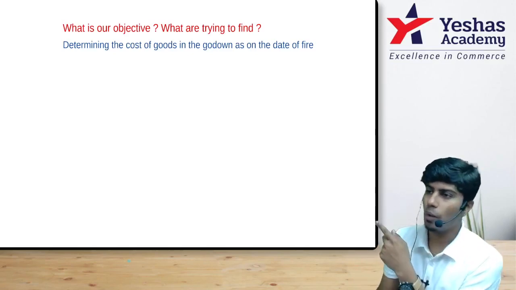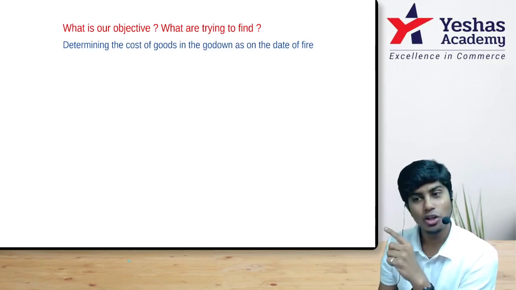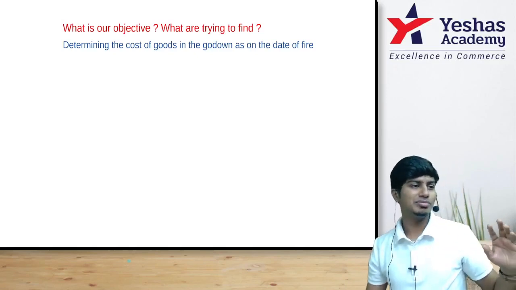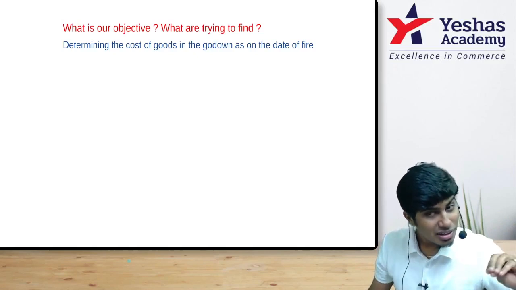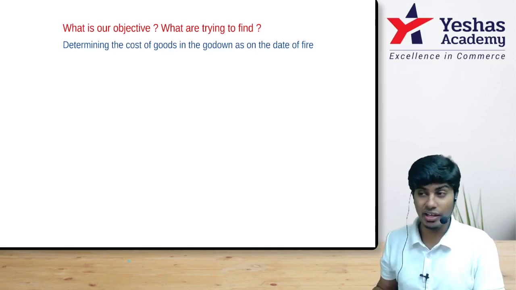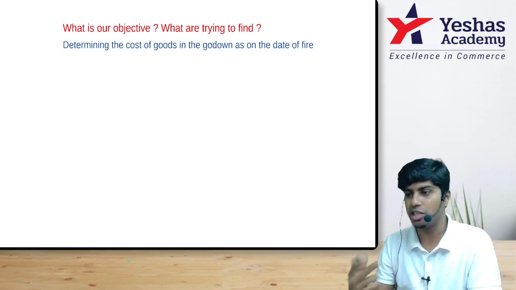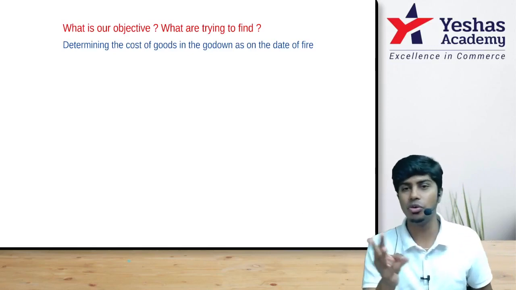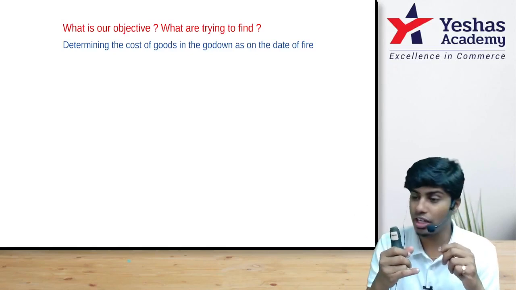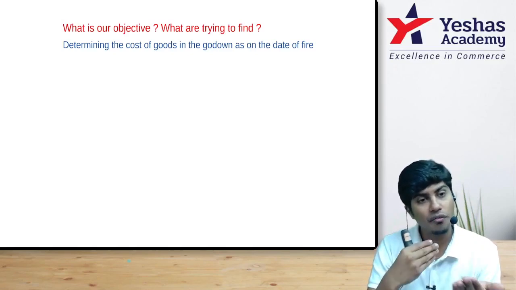Very good. So the objective is to determine the cost of goods as on the date of fire. So we should prepare something like a trading account, but not a trading account. We call that a memorandum trading account, where what is recorded is the actual movement of stock, not the expected movement. We don't care about ownership. We only care about possession. We don't care about risk and reward. We record the entries in the memorandum trading account when the goods actually move.